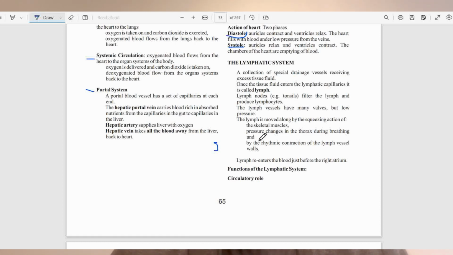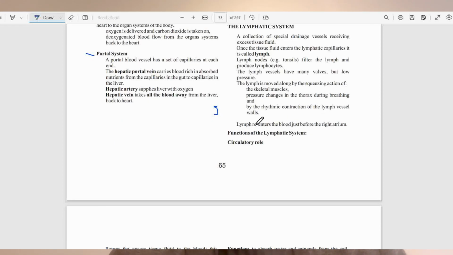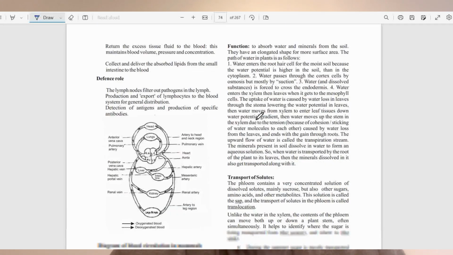This lymphatic system plays a very vital role in the immune system, and also in draining excess fluid out of body tissues.